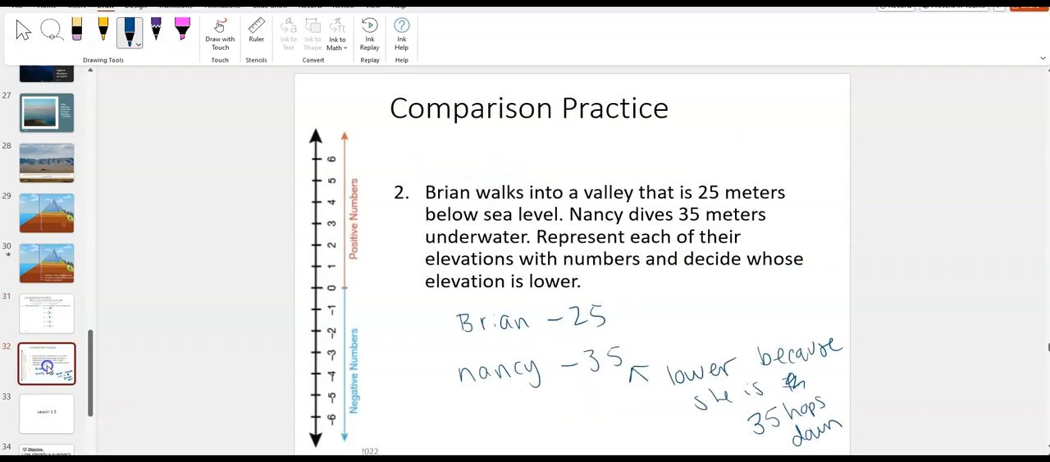And then on this question, Brian would be at -25 meters, and Nancy would be at -35 meters. So Nancy is lower because she is 35 hops below 0, or to the left of 0 if you're doing a vertical or a horizontal number line, but therefore she is lower. And that's it. Come back and join us for lesson 1.3.